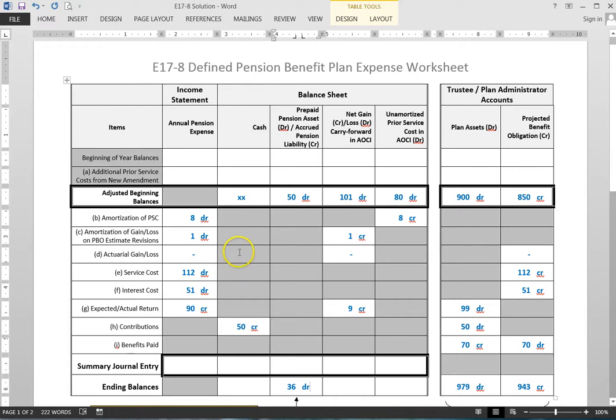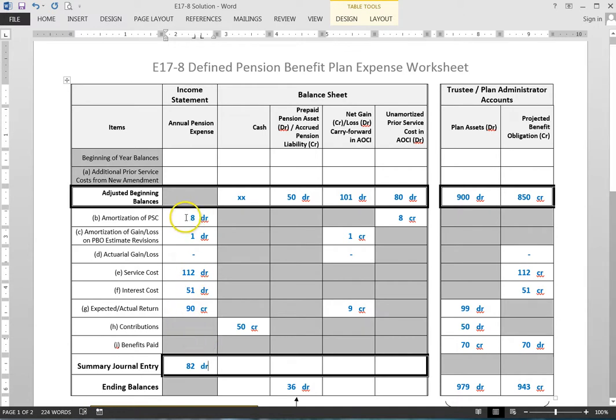Now, from there, I can begin to fill in this summary journal entry. This box that's highlighted here, that's the summary journal entry. And all I have to do is take all the debits and credits in this column, items B through I, and add them up. So I've got some debits to pension expense, one credit to pension expense, and that all adds up to an $82,000 net debit entry.